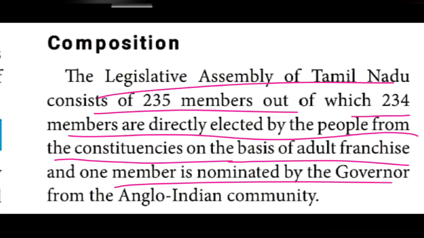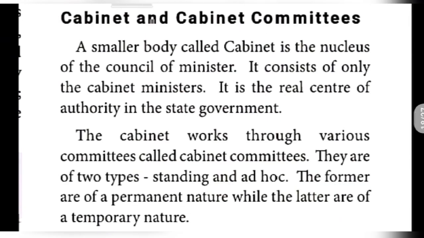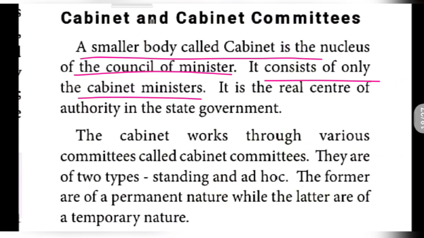Okay, yes. The next thing given is cabinet. Cabinet and cabinet committees. So what other things are there? See, the one word answer. A smaller body called cabinet is the nucleus of the Council of Ministers. It consists of only the cabinet ministers. It is the real center of authority in the state government. Okay, real center of authority in the state government.